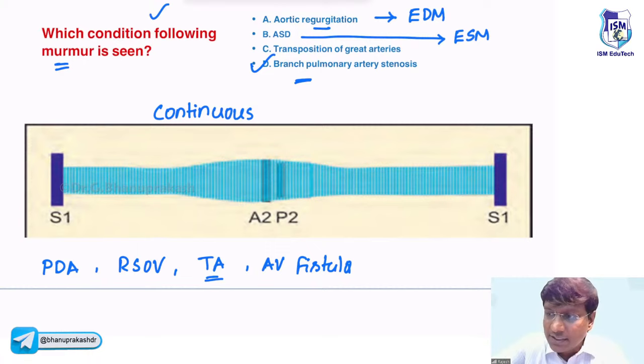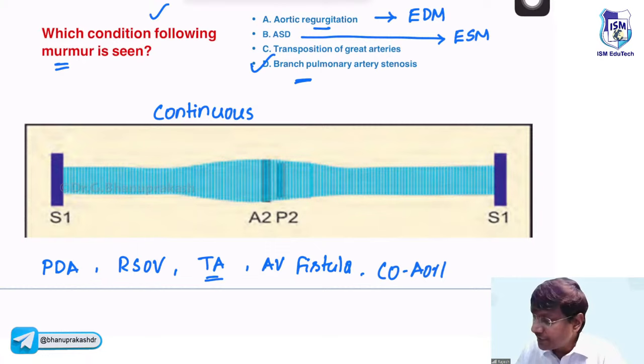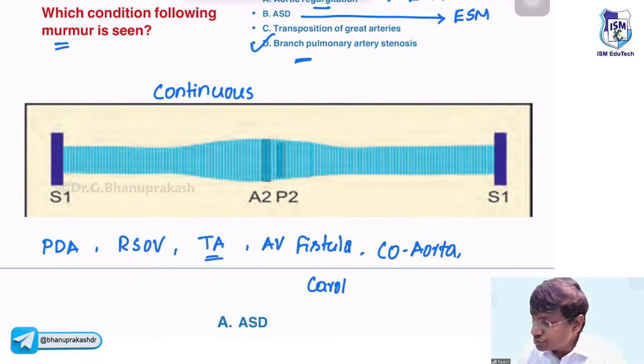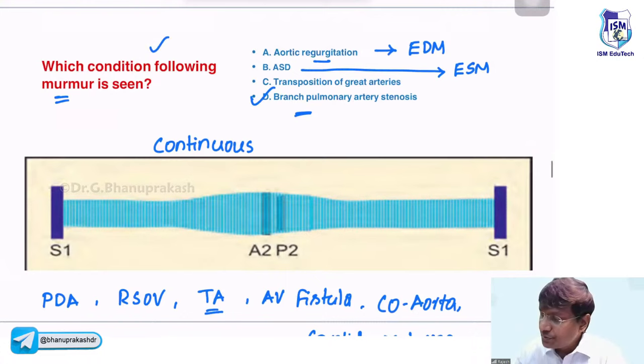Then you also have the continuous murmur whenever there is localized arterial obstruction. What is that localized arterial obstruction? In patients with coarctation of aorta, you have the presence of the continuous murmur, and even in patients with carotid occlusion, you have continuous murmurs. Among the options given to you, where you have this continuous murmur is localized arterial obstruction, that is branch pulmonary artery stenosis.